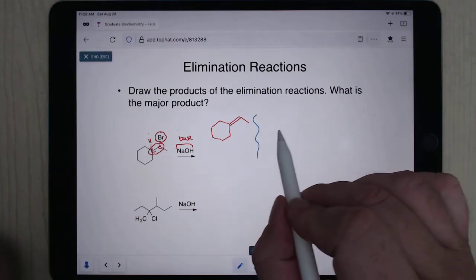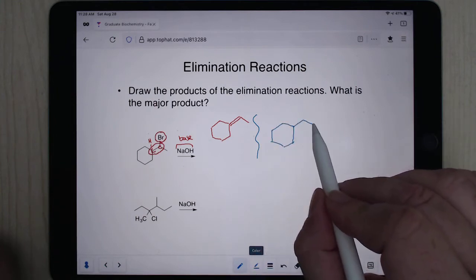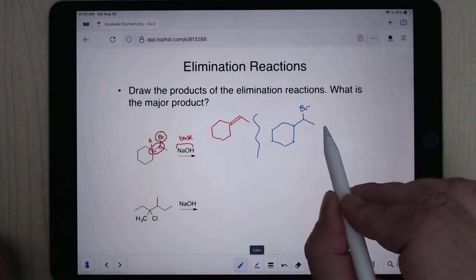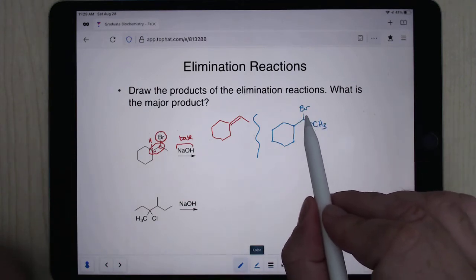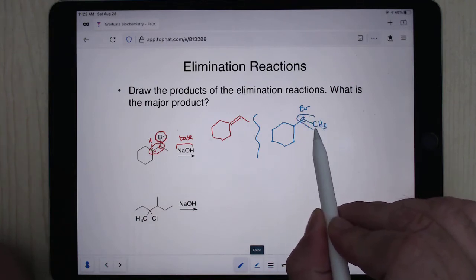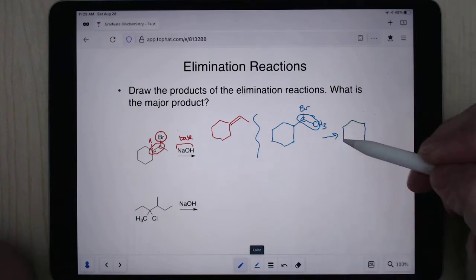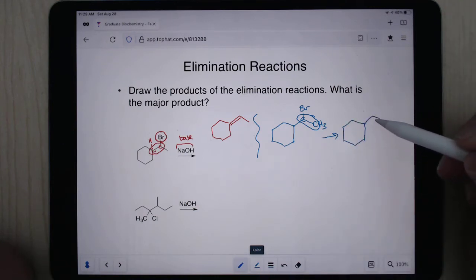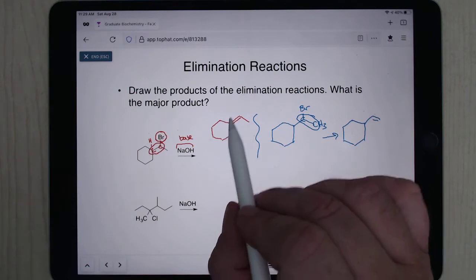If instead we looked on this side, well, there's a hydrogen on the right side, right? So that means we can make a double bond here. Okay, so now if we look at this product here, right?